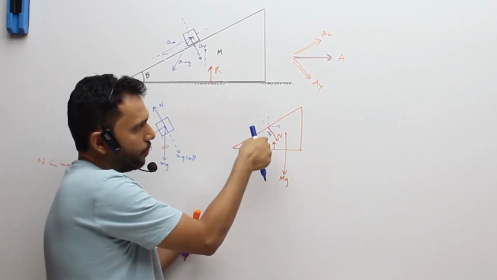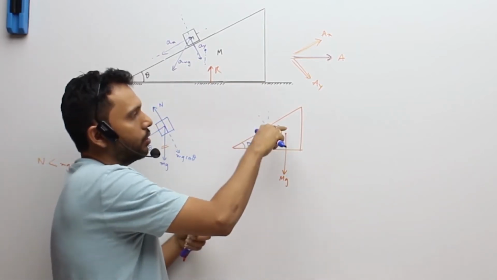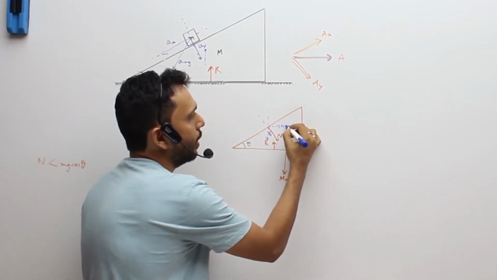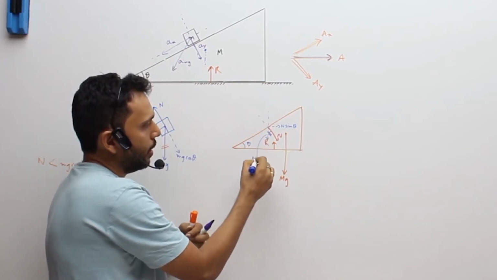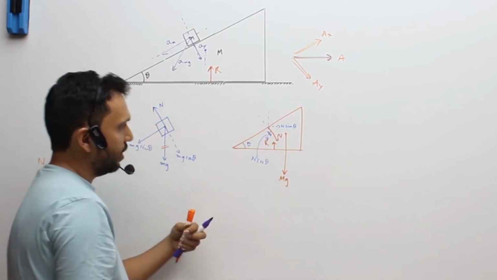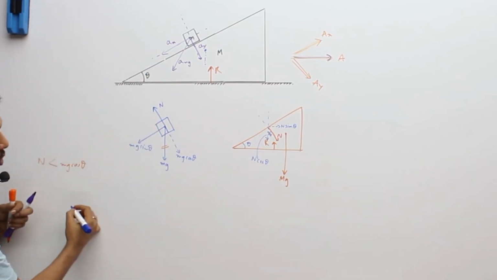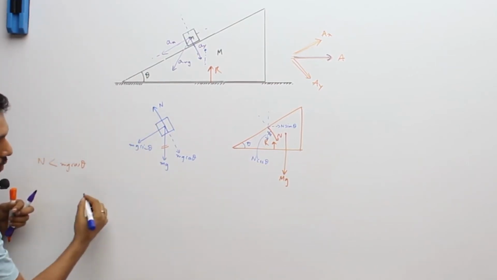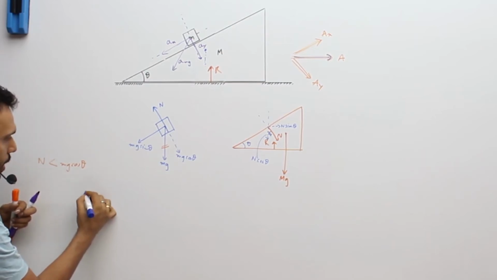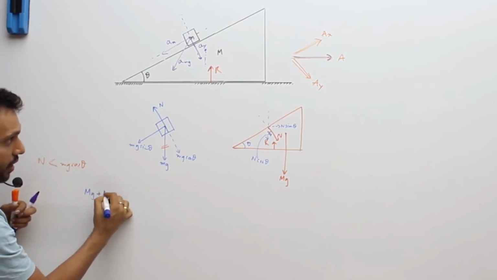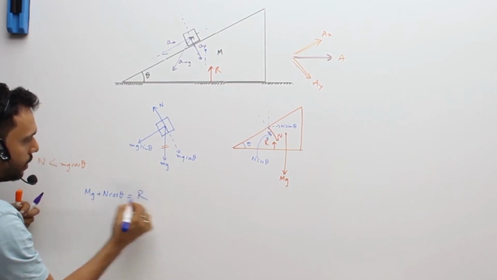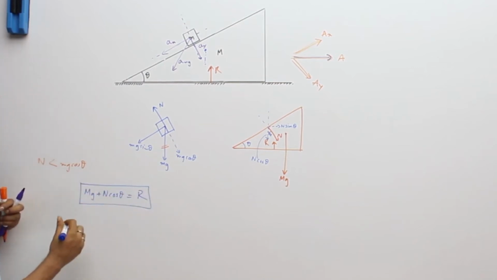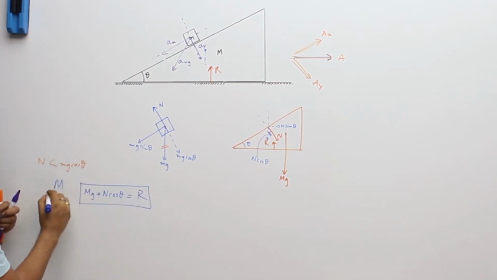So the vertical component of N is N cos theta and the horizontal component is N sin theta. Now one equation which will be of no use, I'm going to write over here: the vertical equation, which is mg is down and N cos theta is down, is equal to R, the reaction from the ground. So that's the big mass vertical equation.